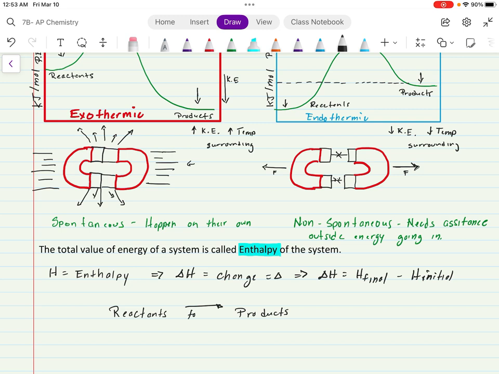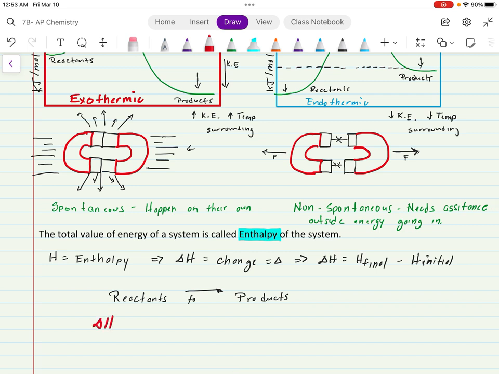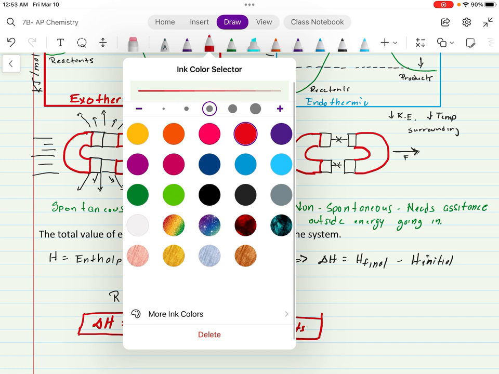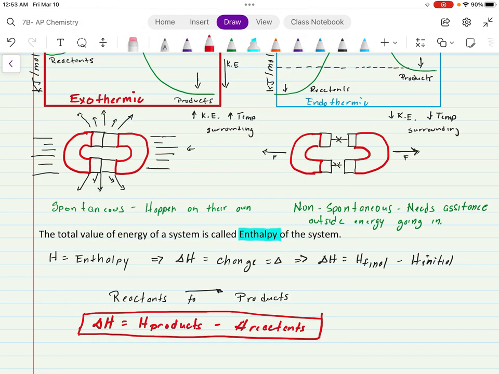So if we're going to represent the enthalpy of a system in terms of a chemical reaction, then we're going to rewrite the formula as the change in enthalpy of a system is equal to the enthalpy of the products minus the enthalpy of the reactants. Okay, and this is our formula for the change in enthalpy. Now, enthalpy, okay, is a state function.